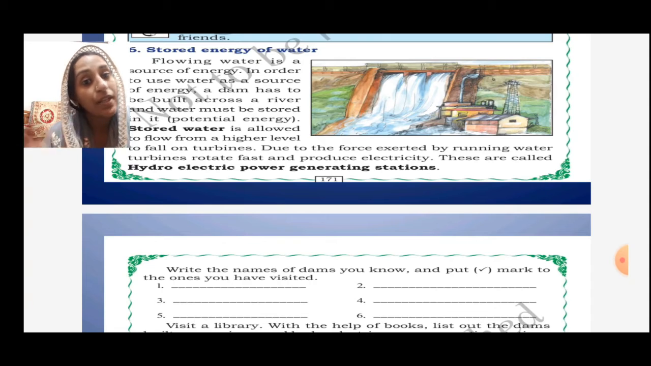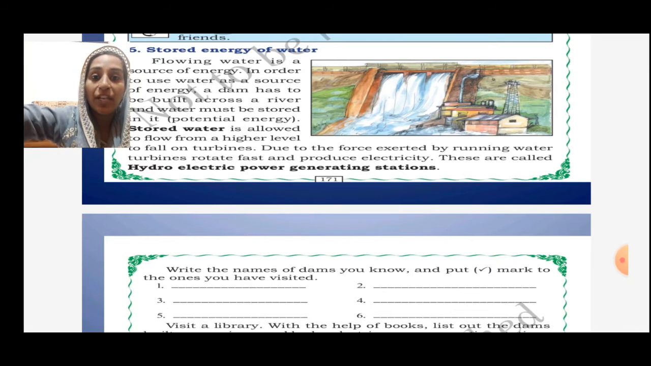In the dams we store the water. This is potential energy. Stored water is allowed to fall from a higher level onto the turbine. They make it fall on wheels like a turbine. Due to this heavy flow of water, the turbine starts rotating. Due to the force exerted, the running water turns the turbines fast and produces electricity.